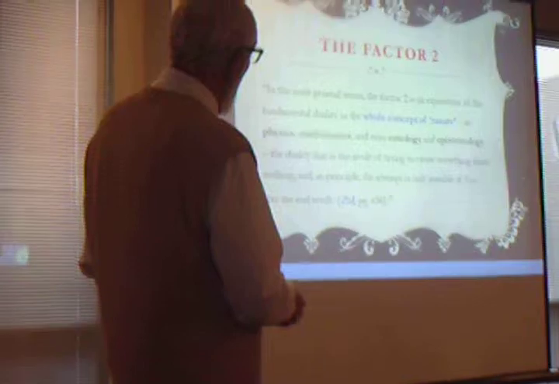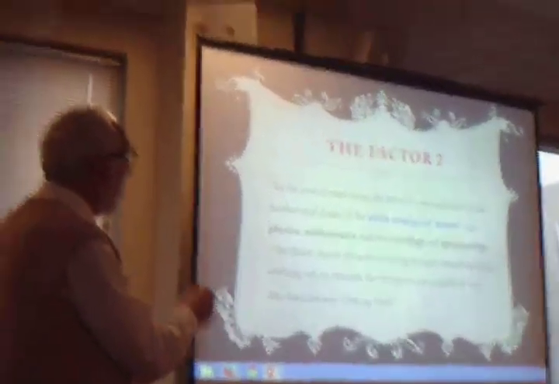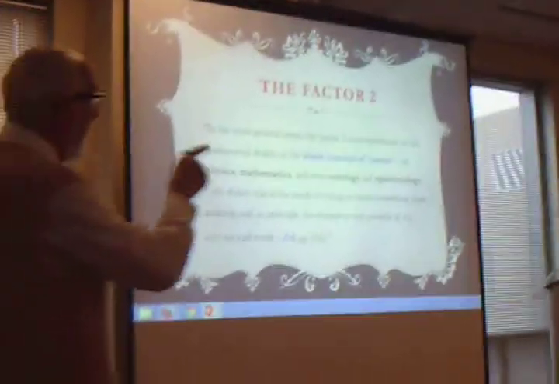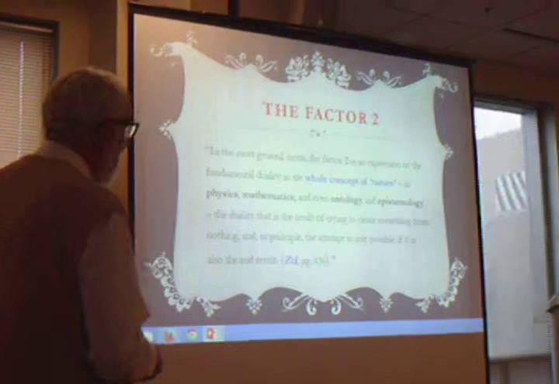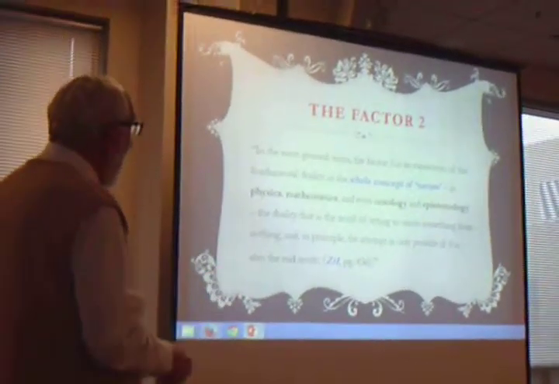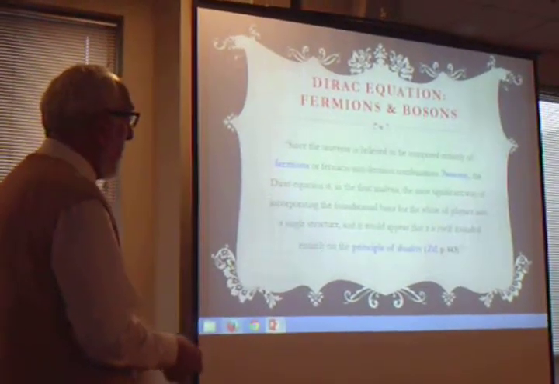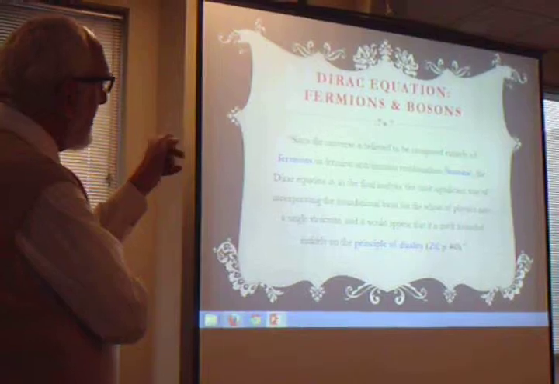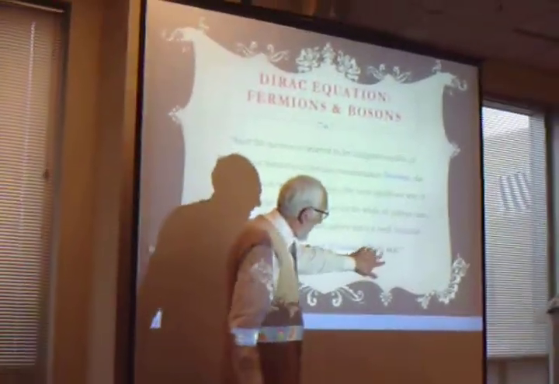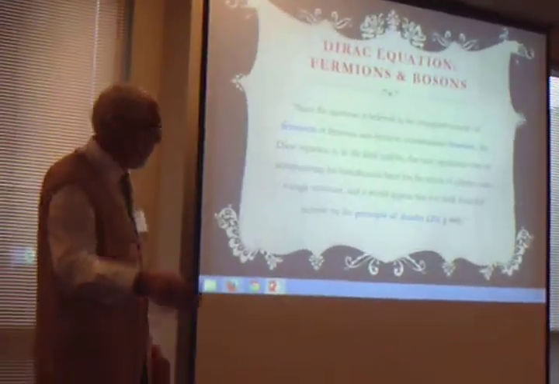warning that Newton gave. Okay, so in the most general terms, the factor 2 is an expression of the fundamental duality of the whole concept of nature in physics, mathematics, and even ontology and epistemology. The duality that is the result of trying to create something from nothing, and in principle, if zero is also the end result. Since the universe is believed to be composed entirely of fermions, or fermion anti-fermion combinations, again, that's that statement that I read. I had to get to page 443 of his book to do that.